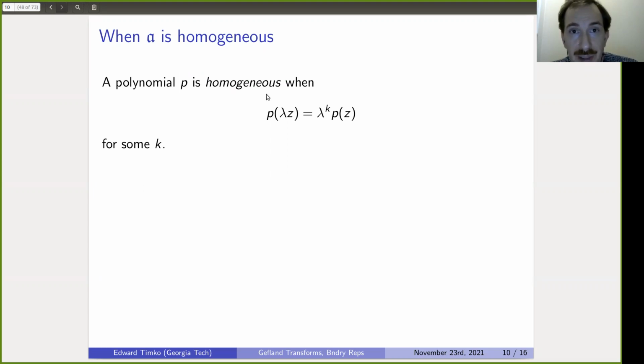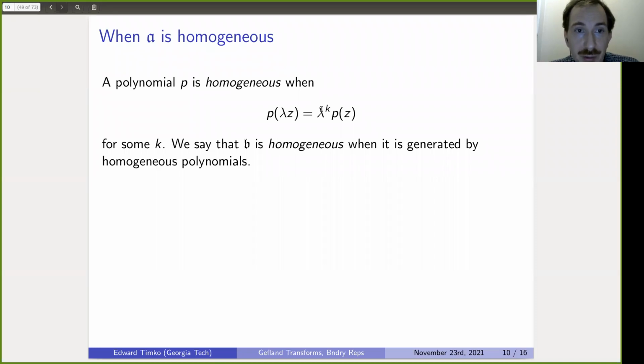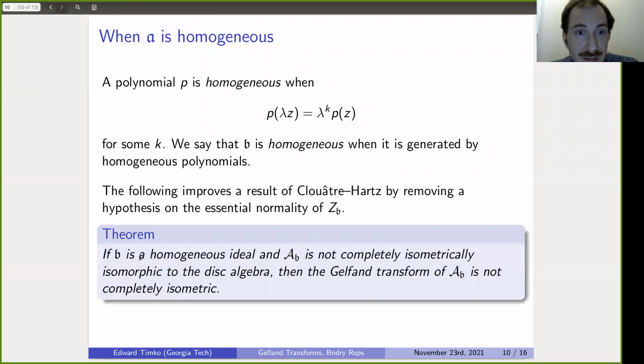So remember that a polynomial P is homogeneous when you scale the argument by some value lambda, the polynomial correspondingly scales by some power of lambda. And we say that B is homogeneous when it is generated by homogeneous polynomials. So in this context, what we can say is that if B is a homogeneous ideal, and we know that A_B is not completely isometrically isomorphic to the disk algebra, so in other words, A_B isn't in some strong sense equivalent to the disk algebra, then the Gelfand transformation of A_B is not completely isometric.